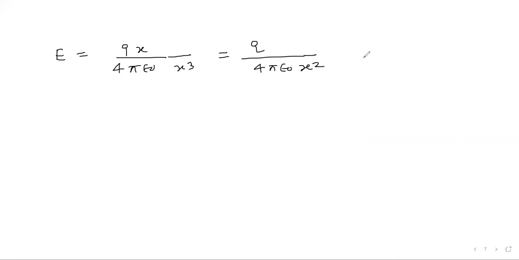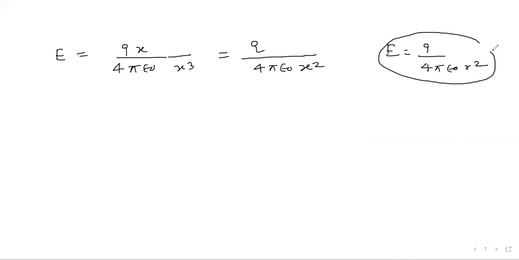E equal to 2x divided by 4 pi epsilon naught x cube, which is equal to q divided by 4 pi epsilon naught x square. It is same as electric field due to point charge is given by q upon 4 pi epsilon naught r square. So this was our required result.